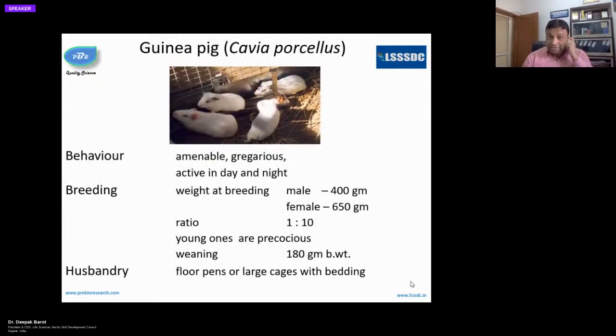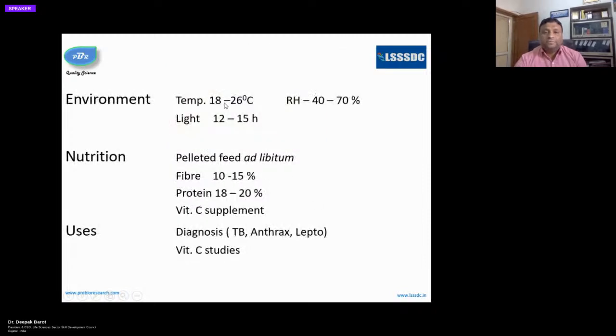Guinea pig, Cavia porcellus, again, they are very active in day and night. Amenable, gregarious, they are a little bulky, as you can see from the picture here. Around 400 grams a male will weigh, and females are even bulkier. This may be a female with 650 grams minimal weight. Okay, and temperature conditions around 18 to 26. Temperature and environmental conditions are typically the same across.